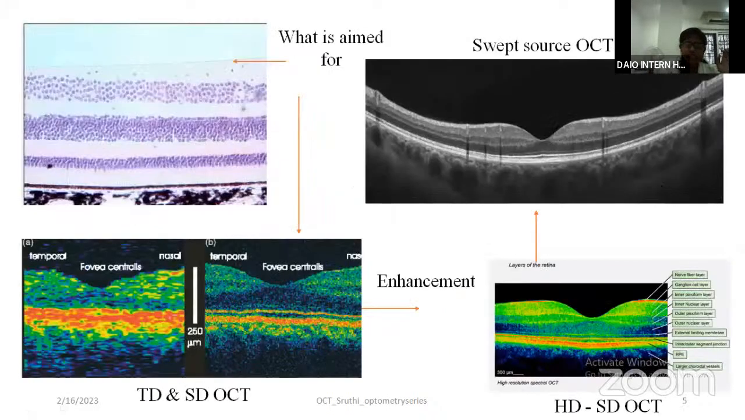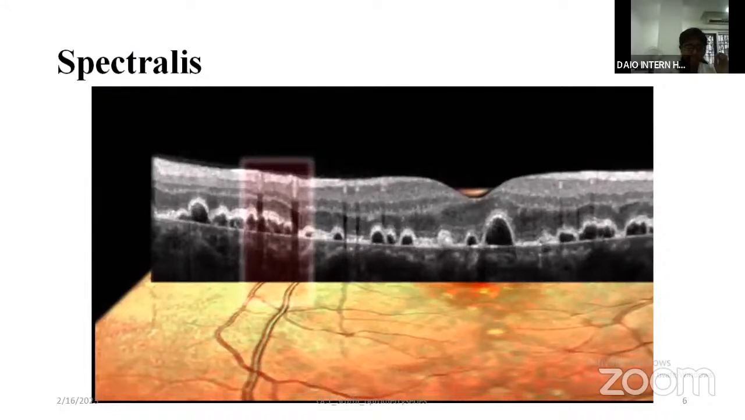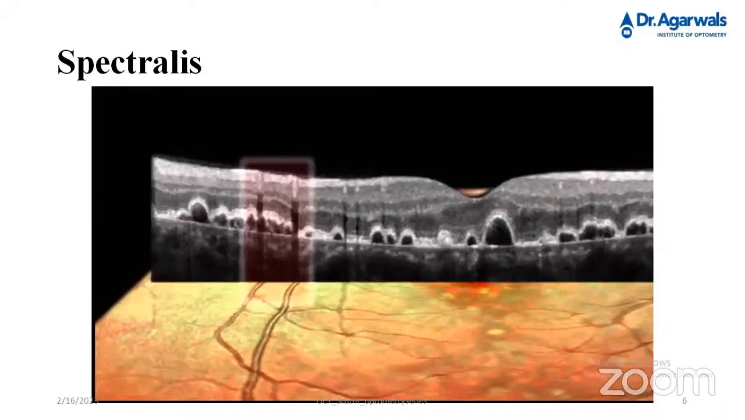The aim of OCT was to observe and examine the layers of the retina. The first image here is the report from the time domain OCT, and the second image is the report from the spectral domain OCT, and then the enhancement of spectral domain OCT is shown, and then the swept source OCT is given. This is an image from the swept source OCT, Spectralis. This even gives the smallest detail about the blood vessels in the retina.